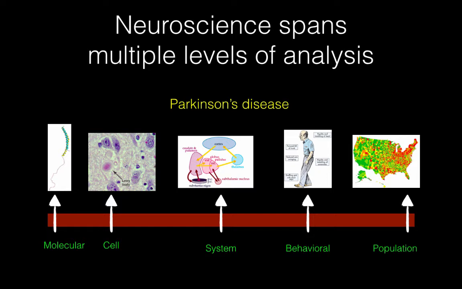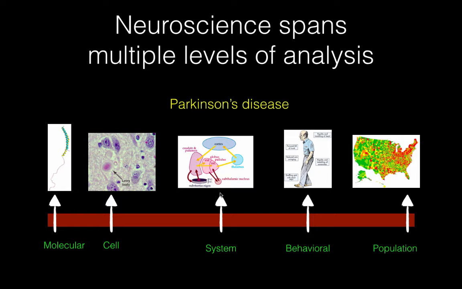Neuroscientists at the molecular level will be very much interested in the structure and function of alpha-synuclein, a protein that's involved in the death of certain neurons in Parkinson's disease. On the cellular level, scientists will be interested in how cells die and how these Lewy bodies here in this figure actually cause the death of certain dopamine secreting neurons in the substantia nigra.